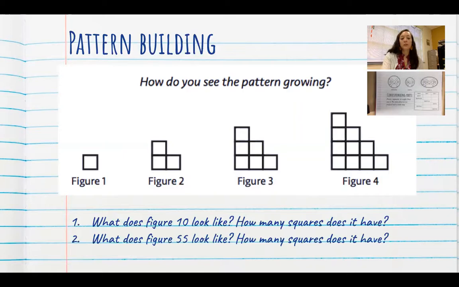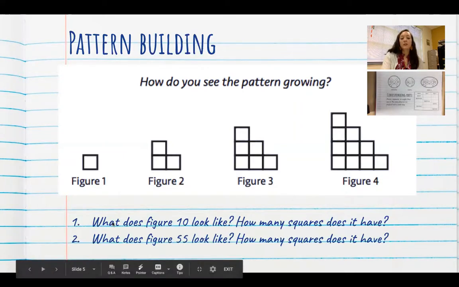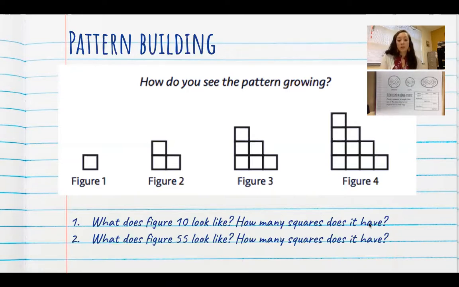All right, so what does figure 10 look like and how many squares does it have? I'm not going to draw figure 10, but what do you notice about each figure? Each column and each row has the same number of squares as the figure number. So figure 10 is going to have how many squares in the column at the very end? It's going to have 10. Or how many squares at the bottom? It's going to have 10.